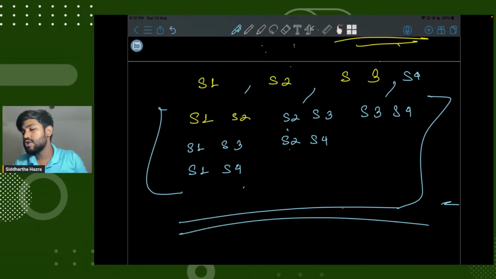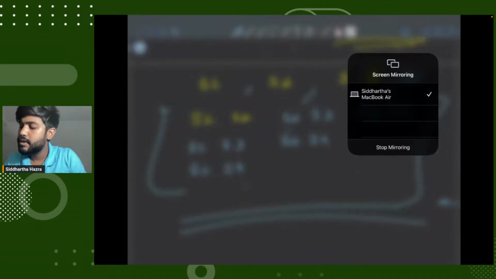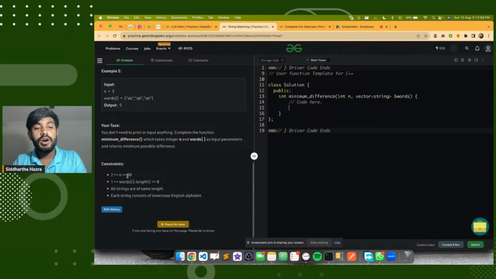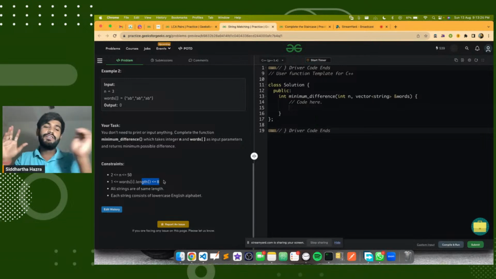Now after I think of the brute force approach, I would look at the constraints. Is this possible? The brute force approach won't work if the time constraint is not enough. So I saw the number of words is just 50 and the word length is just 8. So an n square solution works: the number of words is just 50 and the number of characters is just 8, so 50 multiplied by 8. For one element you can quickly afford it to go this much.